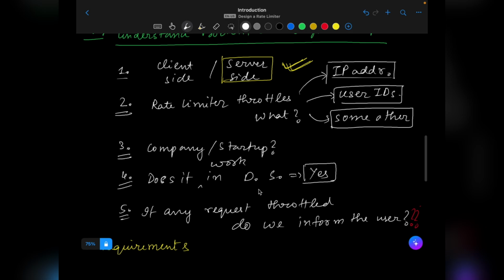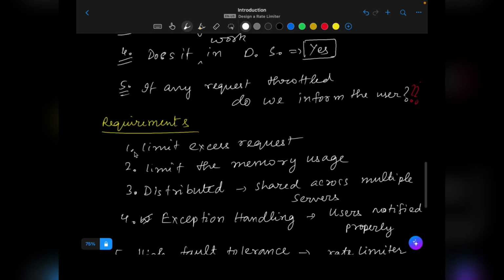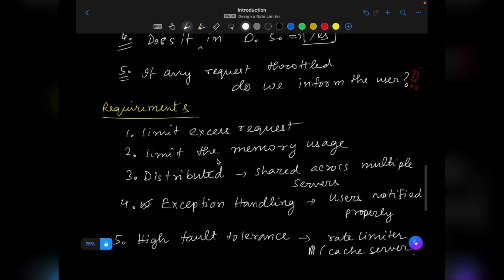After these queries, when we have our particular answers, we can jot down the requirements. The basic functionality of a rate limiter is to limit access request. Second is limit the memory usage. It should be distributed across multiple servers, with exception handling, properly handling throttled requests to the users, and finally it should be highly fault tolerant, like even if the rate limiter is down, our entire system should not go down. So now we have a proper idea how we are going to design a rate limiter.